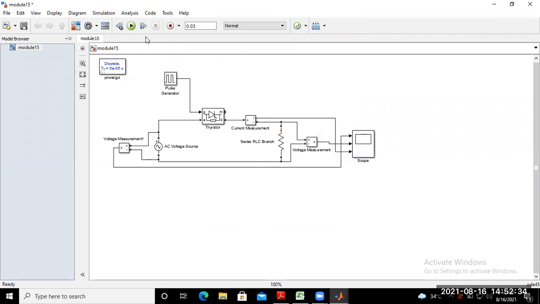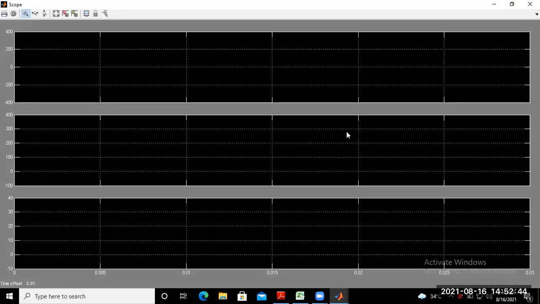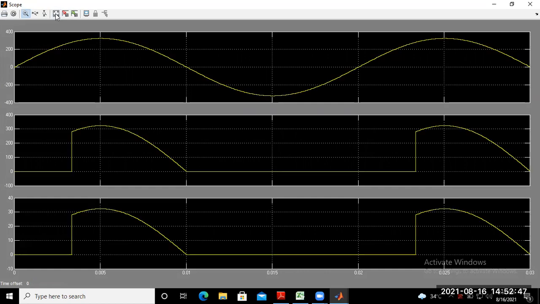So again, if you run this model, then click on this scope. Okay. So this is the input voltage waveform. This is an input voltage, with the gate pulse provided at the angle of 60 degree. So you will get from 0 to 60 degree, 0 output, because the thyristor does not conduct until and unless we provide the gate pulse.